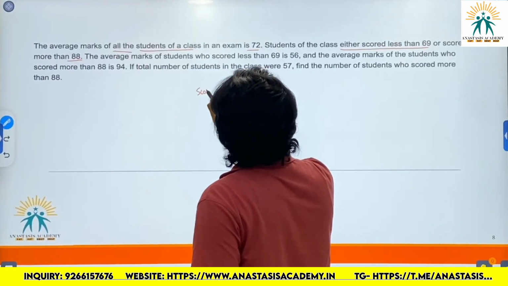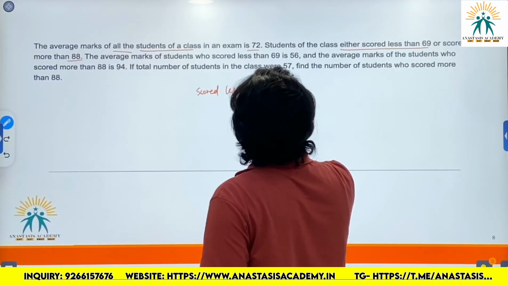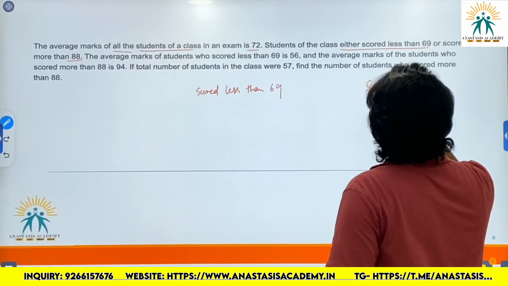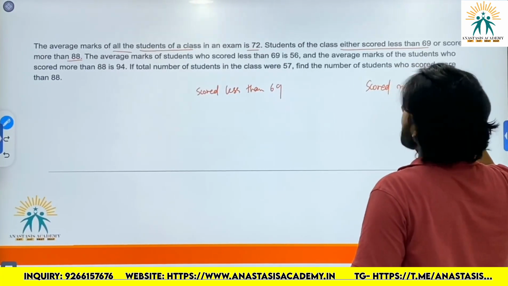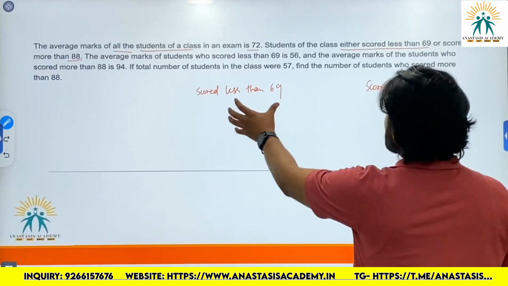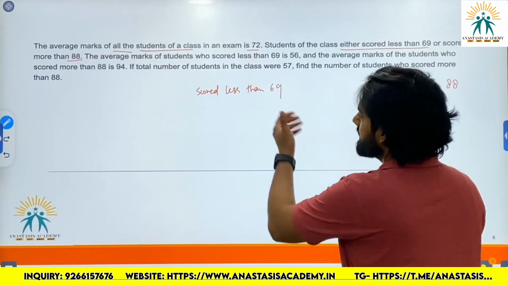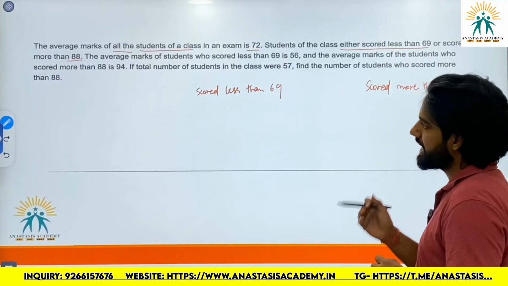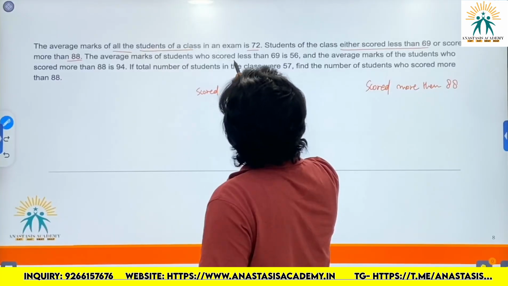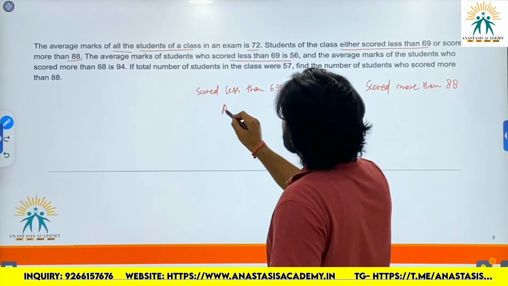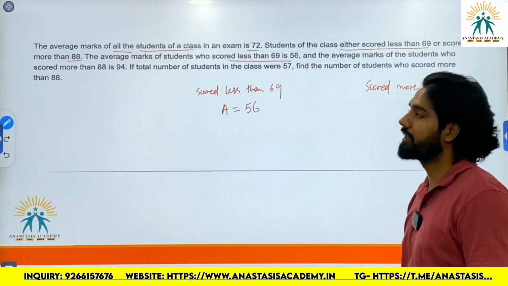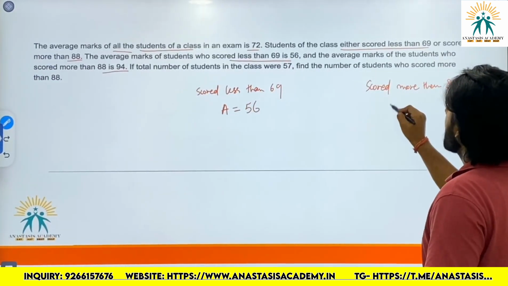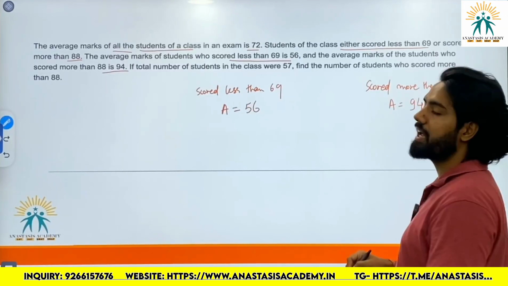Students who scored less than 69 and students who scored more than 88, and these two lots are in this class, but the average marks of all the students in this class is 72. Next line is the average marks of students who scored less than 69. The average of this lot is given as 56, and the average marks of students who scored more than 88 is 94. The average of this lot is given as 94.